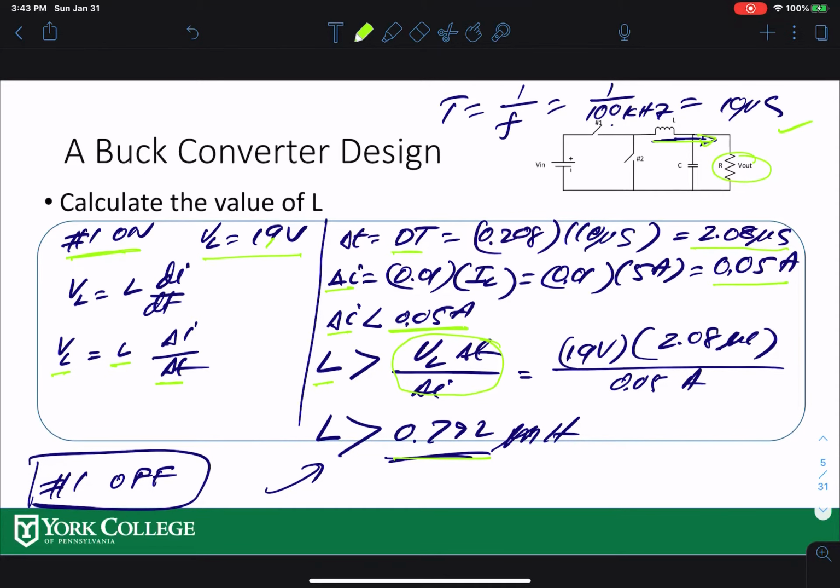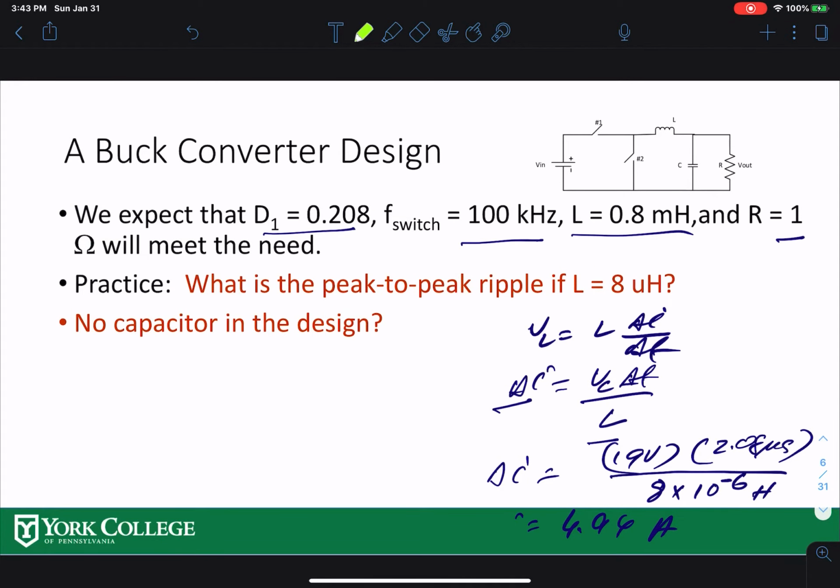I want you to do the case when switch 1 is off. It should come up with the same values, but with different parameters. Check that. Now, remember that we got L equal to 0.792 millihenry or higher. So we're going to choose 0.8 millihenry for the design, which should get the current ripple less than 1%.